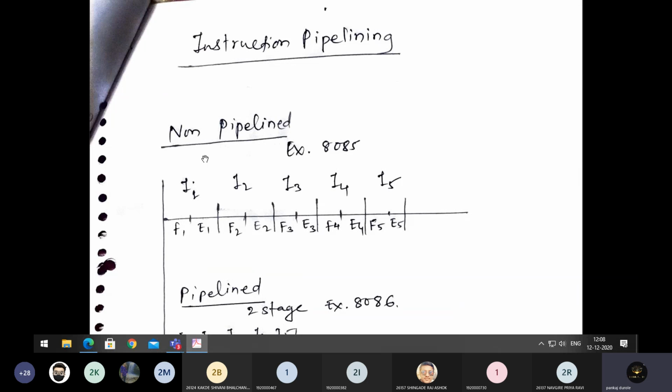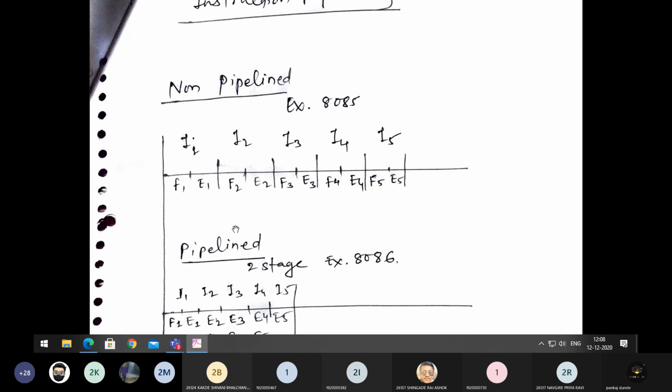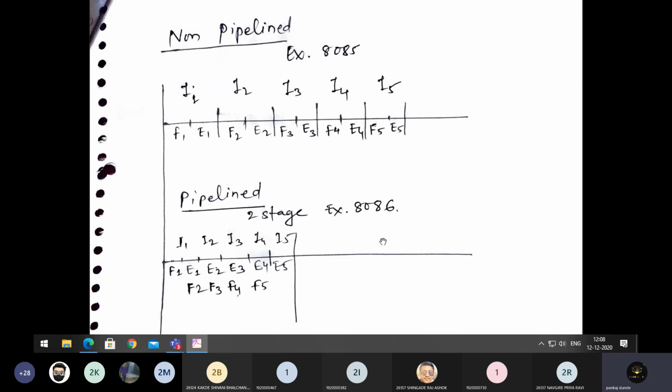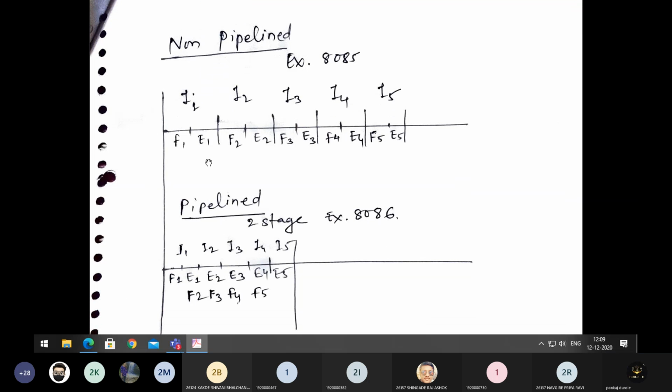The non-pipelined architecture was implemented with the earlier processors like 8085, and the pipelined architecture is implemented with the advanced or the recent processors like 8086 and the processors which we use nowadays. In non-pipelined architecture, here we are executing 5 different instructions. Let us assume instruction I1 requires 2 units of time for executing itself.